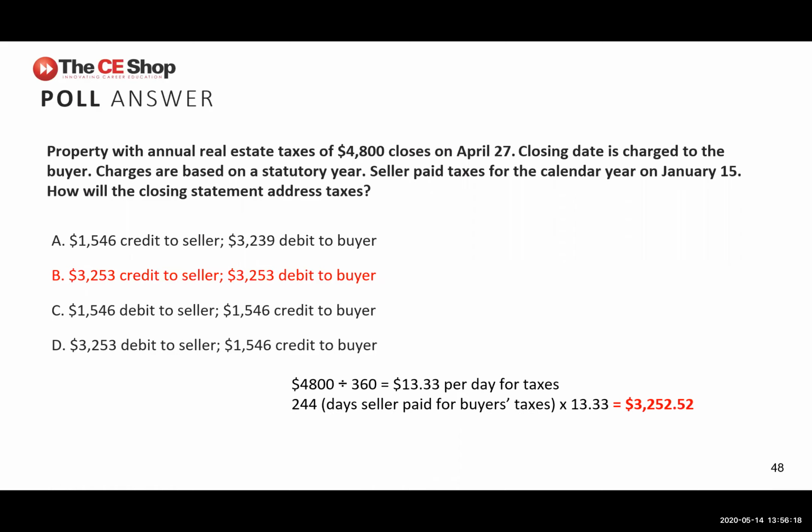You've got 244 days you need to deal with because the seller has already paid for taxes through the end of the year. So you're taking from the 27th through December 31st, which, take the slide's word for it, is 244 days at $13.33 is 3,252.52, rounded up to 3,253.